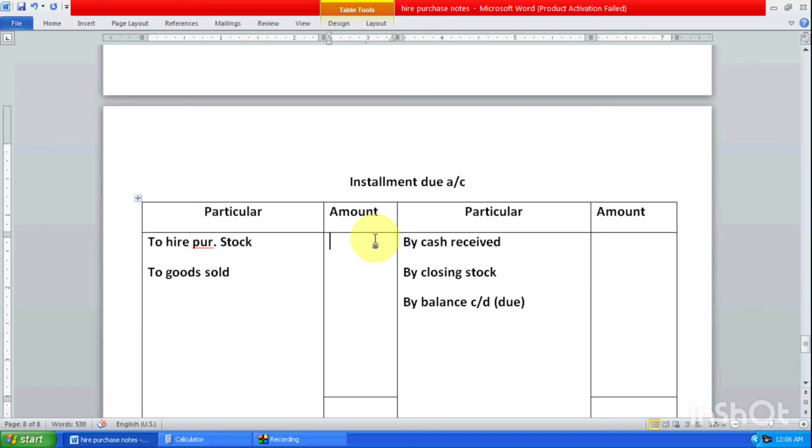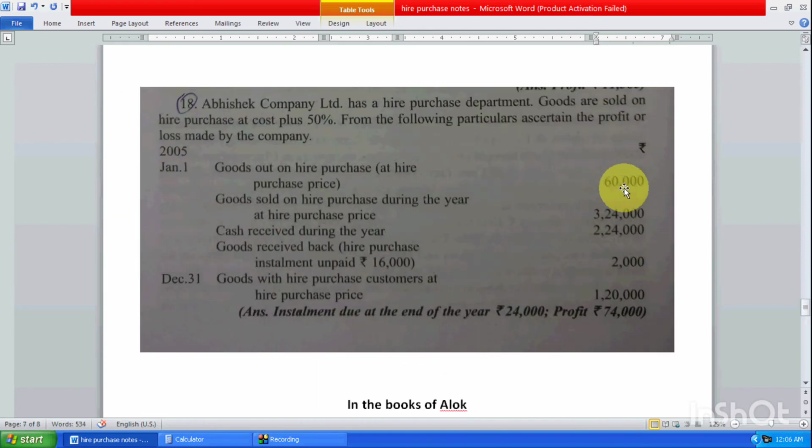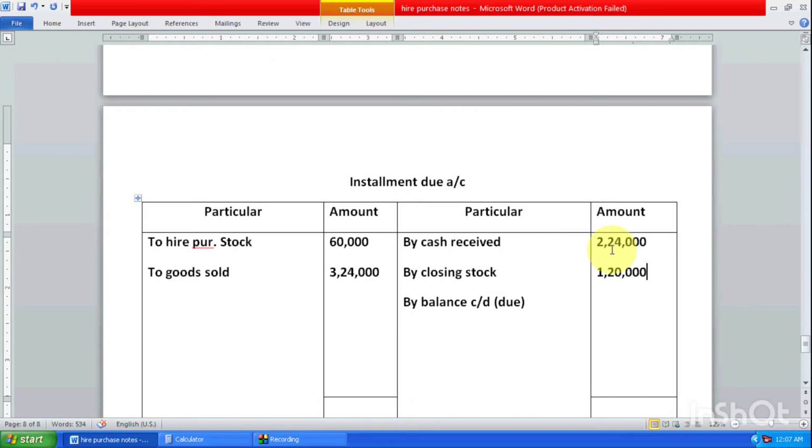First, opening stock of hire purchase, how much? 60,000. Goods sold, how much? 3,24,000. To goods sold. So here we have to receive cash, 2,24,000 cash received, and closing stock is 1,20,000. Here one more entry is goods return. How much? Okay, this is our cash received. Closing stock is also given here. So this is the opening, closing, and cash received entries.